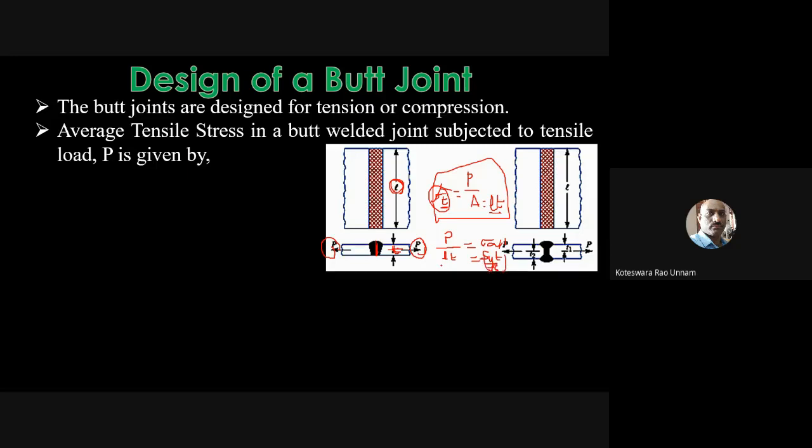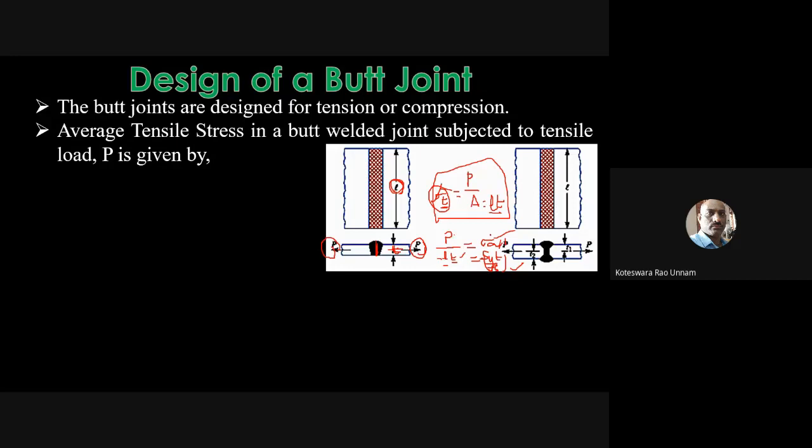Now here I can have two different kinds of problems. They give you the value sigma t by sigma allowable, and ask you to calculate any one of these two dimensions. That means they may ask you to find out what the t value is or what the L value required is. Any one, not both, any one.